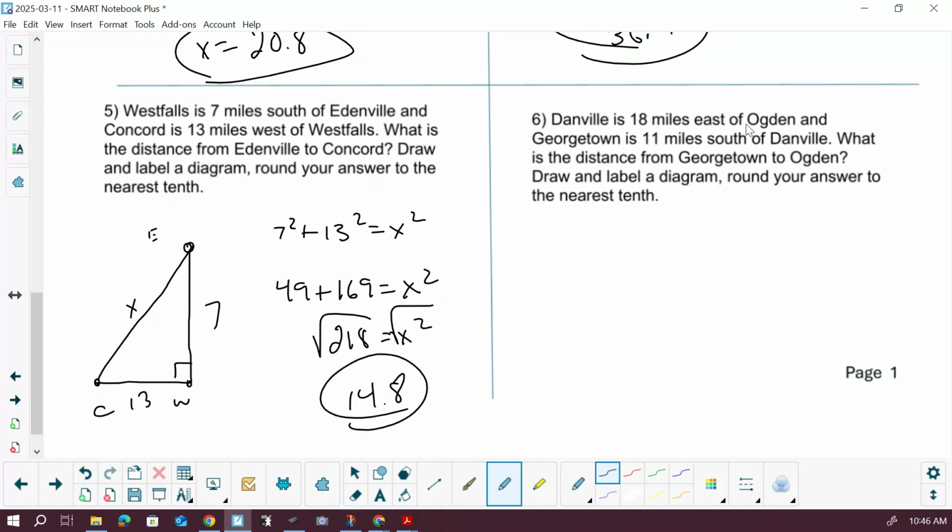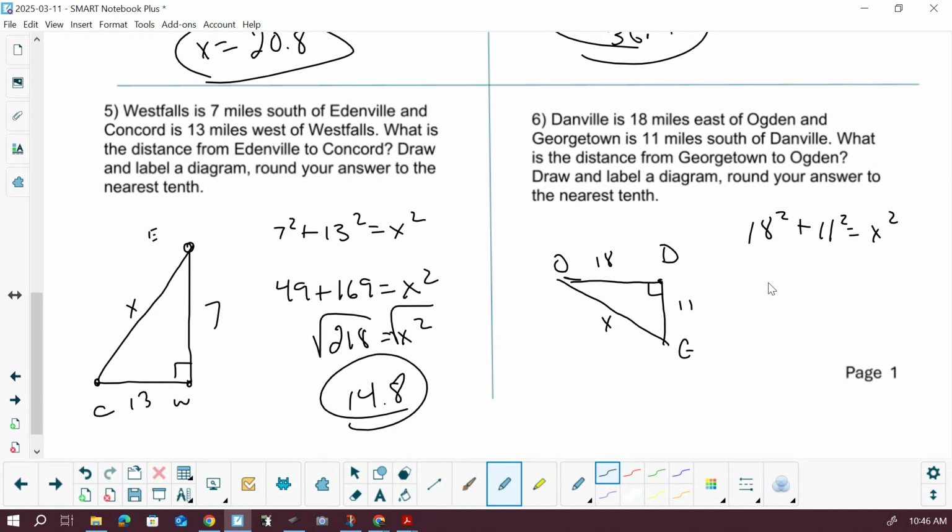Danville is 18 miles east of Ogden. Here's Ogden. Danville, 18 miles. Georgetown is 11 miles south of Danville. Georgetown. What is the distance from Ogden to Georgetown? Right, this is 11 miles, and we don't know the distance right there, so we're going to do 18 squared plus 11 squared equals x squared.